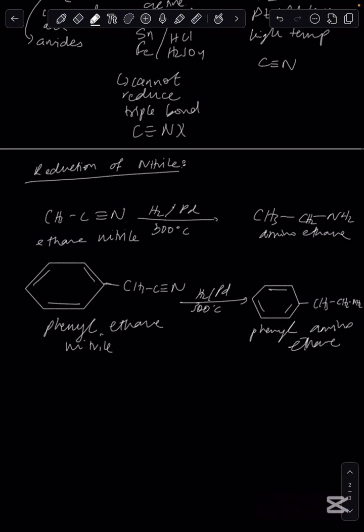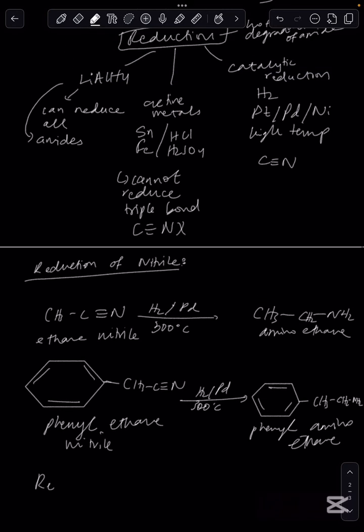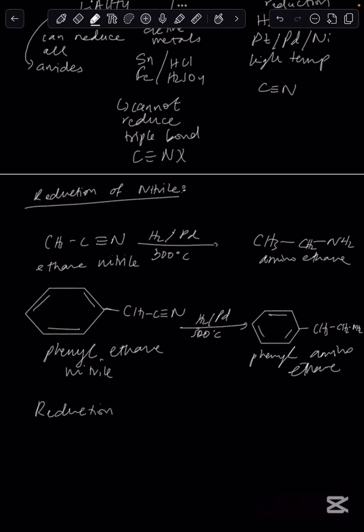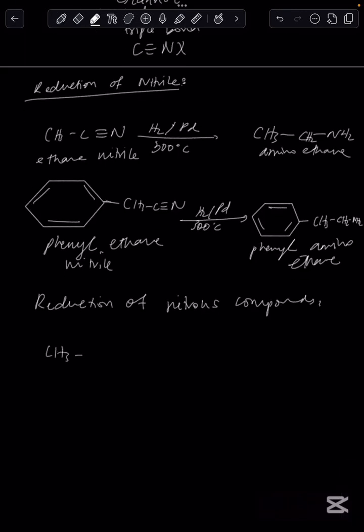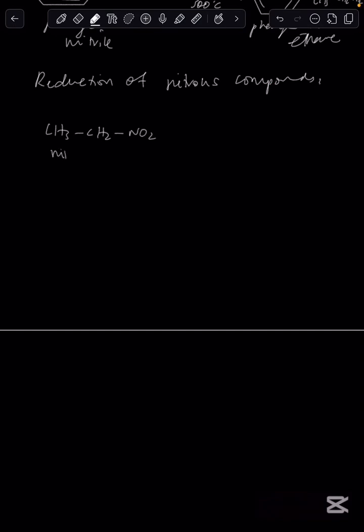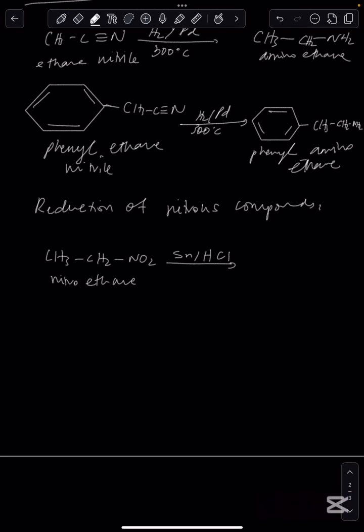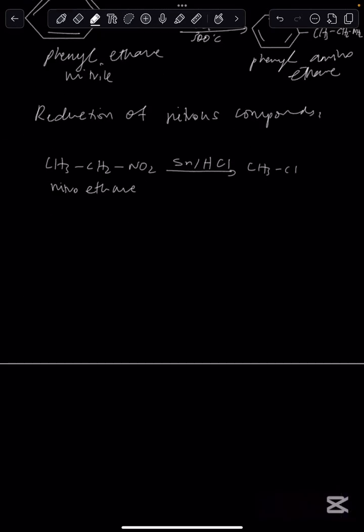Now we see the reaction of nitro compounds, which look like this. So if this is nitro ethane, I'm going to react it in the presence of Sn/HCl, and I'm going to convert it into an amine, which is again the same. Nitroarenes can also be converted into aryl amines.